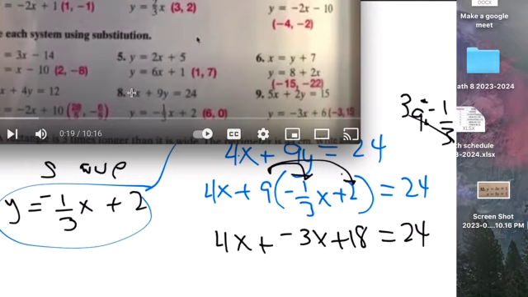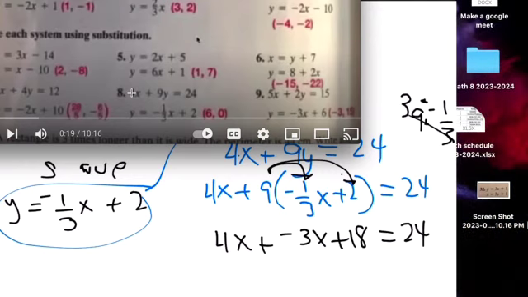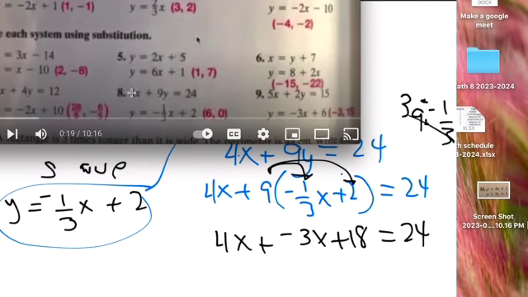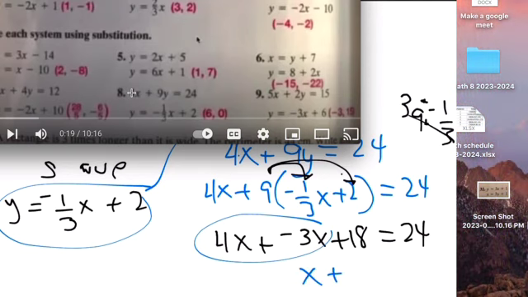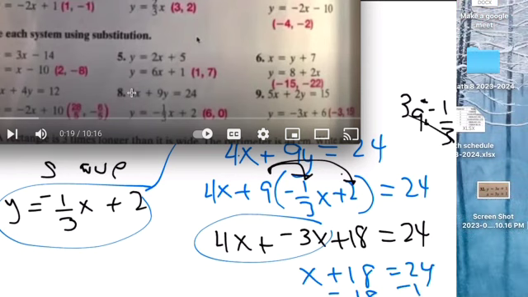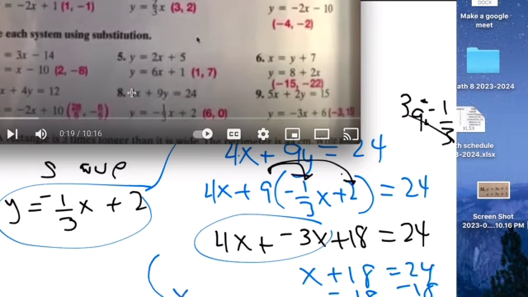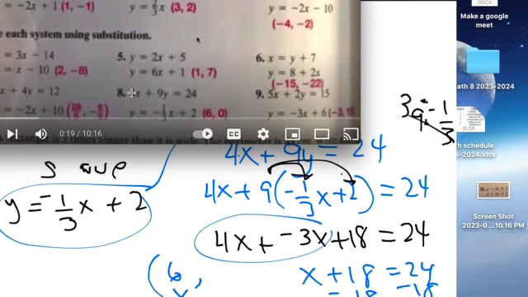Okay? And then combine these, that's 1x, or x plus 18 equals 24. Subtract 18, subtract 18, so your answer x is 6. If x is 6, we need to find y. So put 6 there.